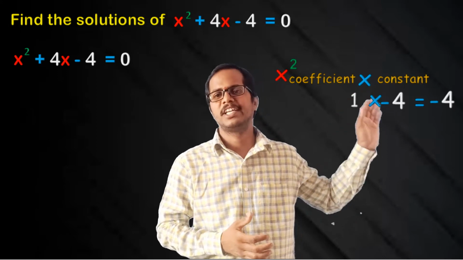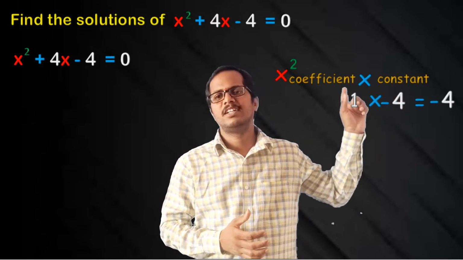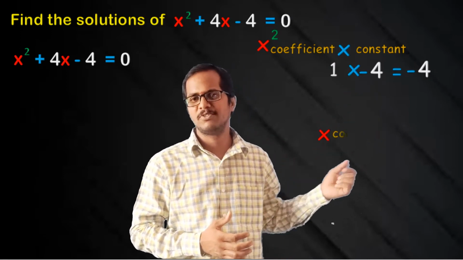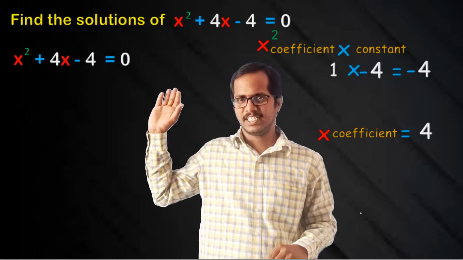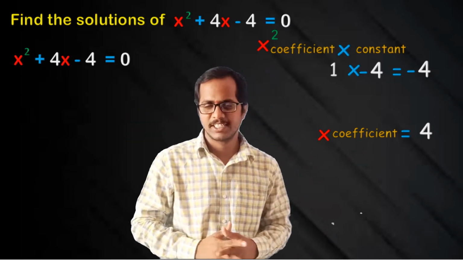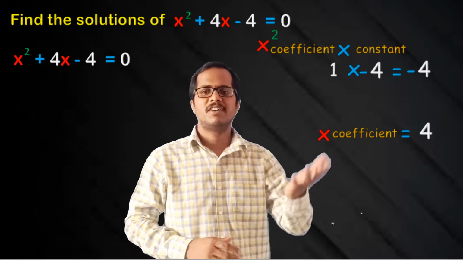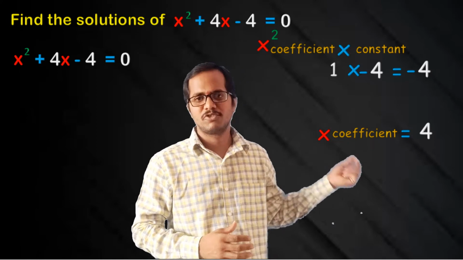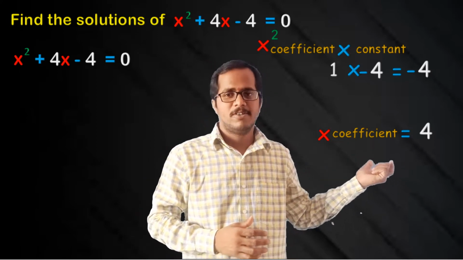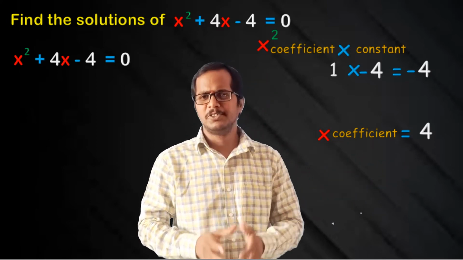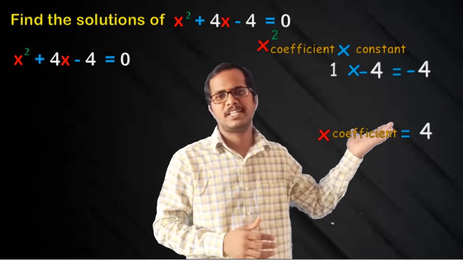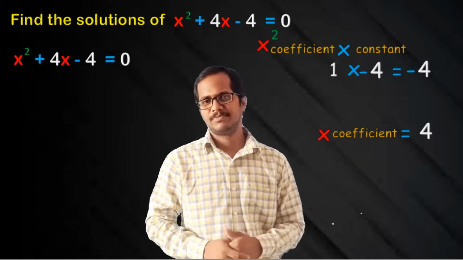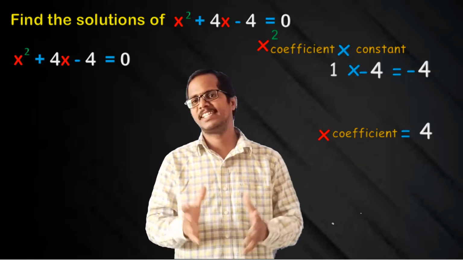Now we have to take a pair of factors for minus 4 such that the sum of those two factors is equal to the x coefficient. Here the x coefficient is plus 4. So think about what pair of factors we need to take here such that the sum of those two factors equals plus 4. Do you get any pair of integers as the factors of minus 4 such that the sum of those two factors equals plus 4? I think you didn't get it.